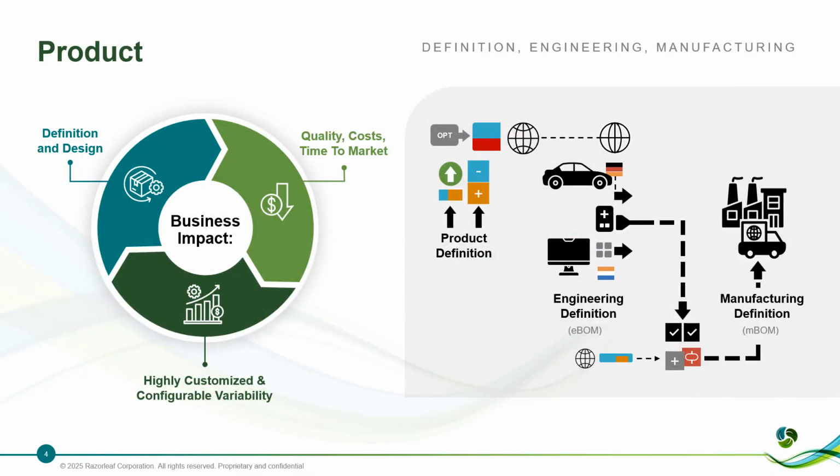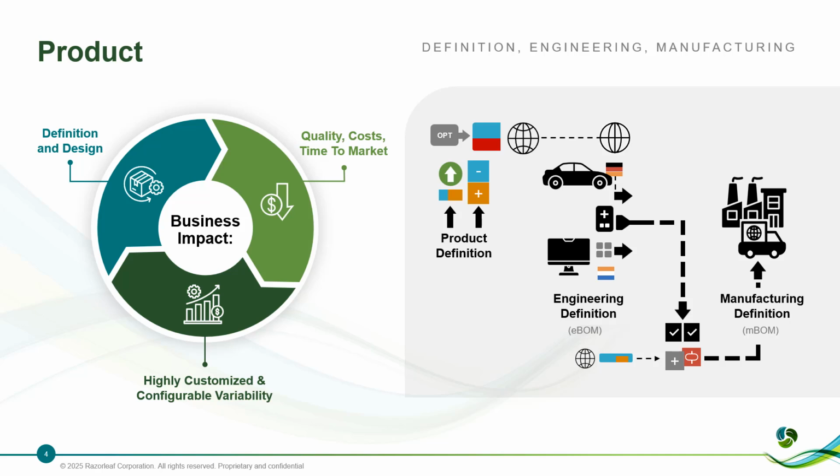In today's dynamic and highly competitive product development landscape, the ability to seamlessly translate engineering intent into manufacturing reality is no longer a luxury. It's a necessity. As products become more complex, customized, and globally sourced, ensuring tight alignment between the engineering bill of materials, the eBOM, and the manufacturing bill of materials, the mBOM, becomes critical. This alignment is what enables organizations to uphold product quality, optimize production costs, and accelerate time to market, all while managing ever-evolving customer requirements and compliance demands.